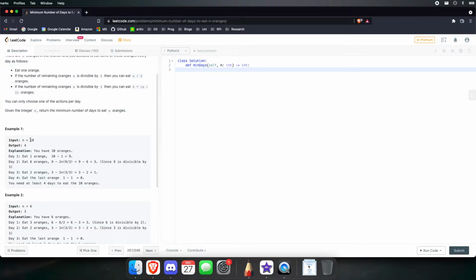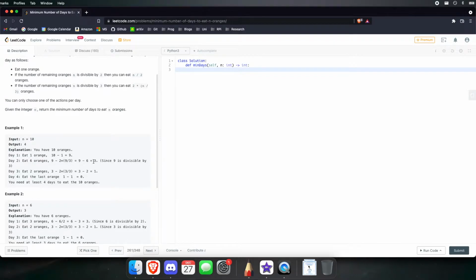So for example, if we have here n is equal to 10, the answer would be 4 because on day 1 we can eat one orange, which would leave us with 9. Then on the second day, since 9 is divisible by 3, we can eat 2/3. So 9 minus 2 times 9 over 3. 2/3 of 9 will be 6. And then 9 minus 6 will be 3.